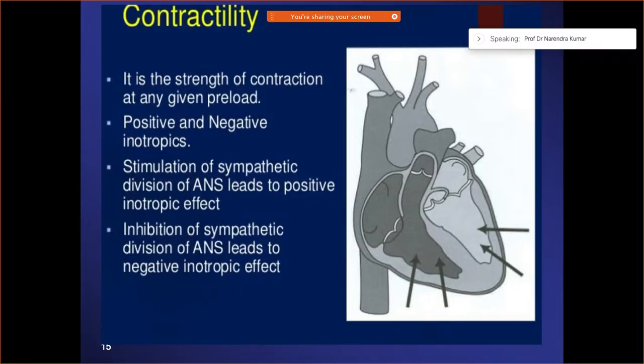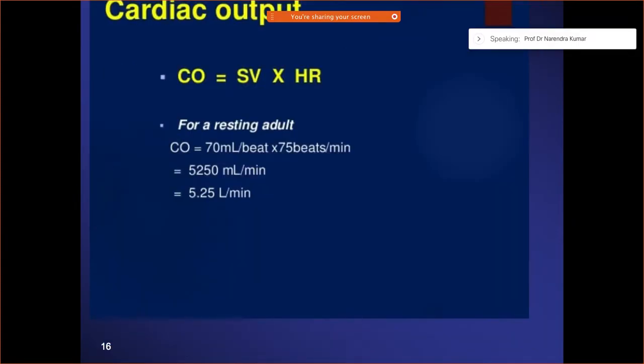So, cardiac output, as I had already said about the formula, cardiac output is equal to stroke volume into the heart rate. So, on a normal basis, if the stroke volume is 70 ml per beat, the heart rate is around 75, so it's around 5.2 liters per minute is the cardiac output.